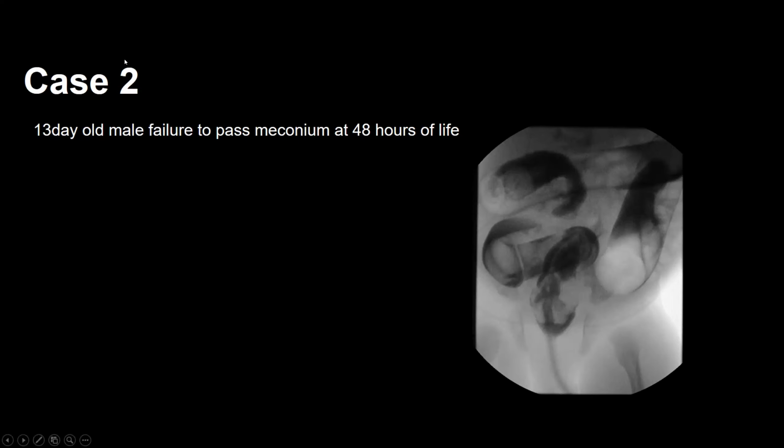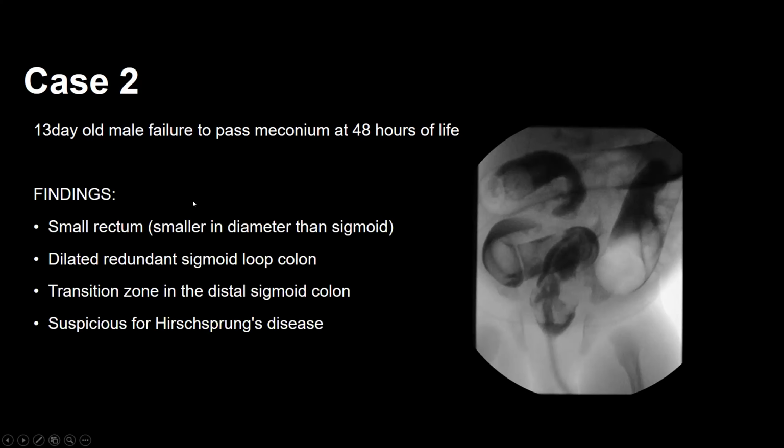So the next case is a 13-day-old male with failure to pass meconium at 48 hours of life. Patient was found to have a very small rectum. You can barely see anything going down here into the rectum. A dilated redundant sigmoid colon loop. You can see all of these loops here, dilated bowel. And then the transition zone in the distal sigmoid colon, of course, suspicious for Hirschsprung disease.